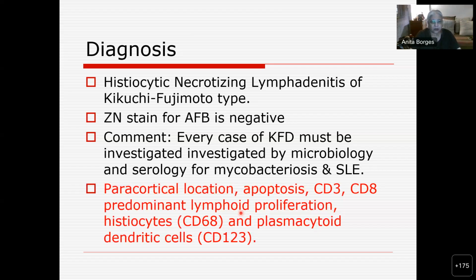So it's a paracortical location. There is apoptosis, and I think you saw that paracortical thing. There's a lot of apoptosis, CD3, CD8 predominant. It will have the CD8, CD68 and plasmacytoid dendritic cells.